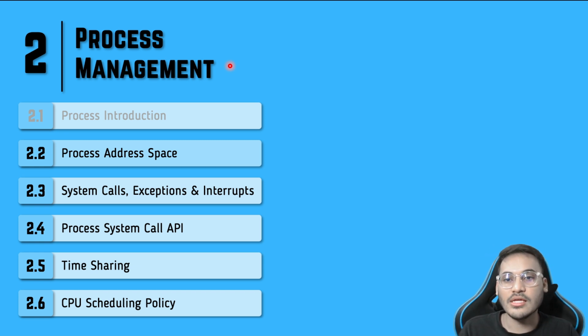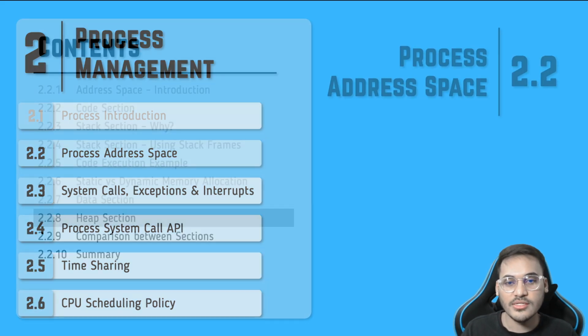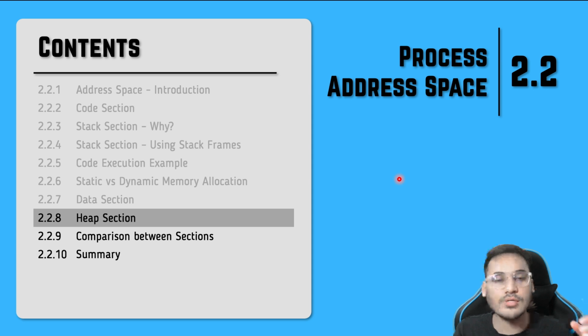So within the second module, we are currently on the second topic, which is process address space. And here, through a series of videos, we are trying to understand what the process address space is, right? So every process has its associated address space, which is a collection of addresses. And this address space enables the process to organize its code and data in a certain way.